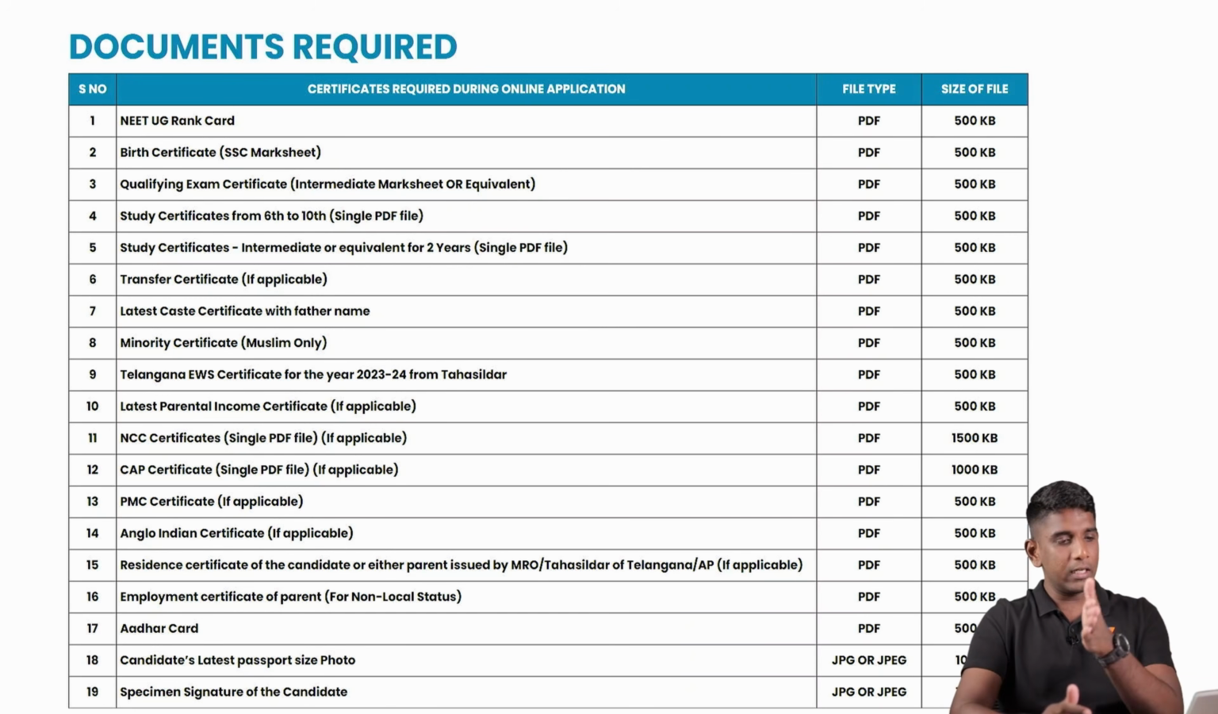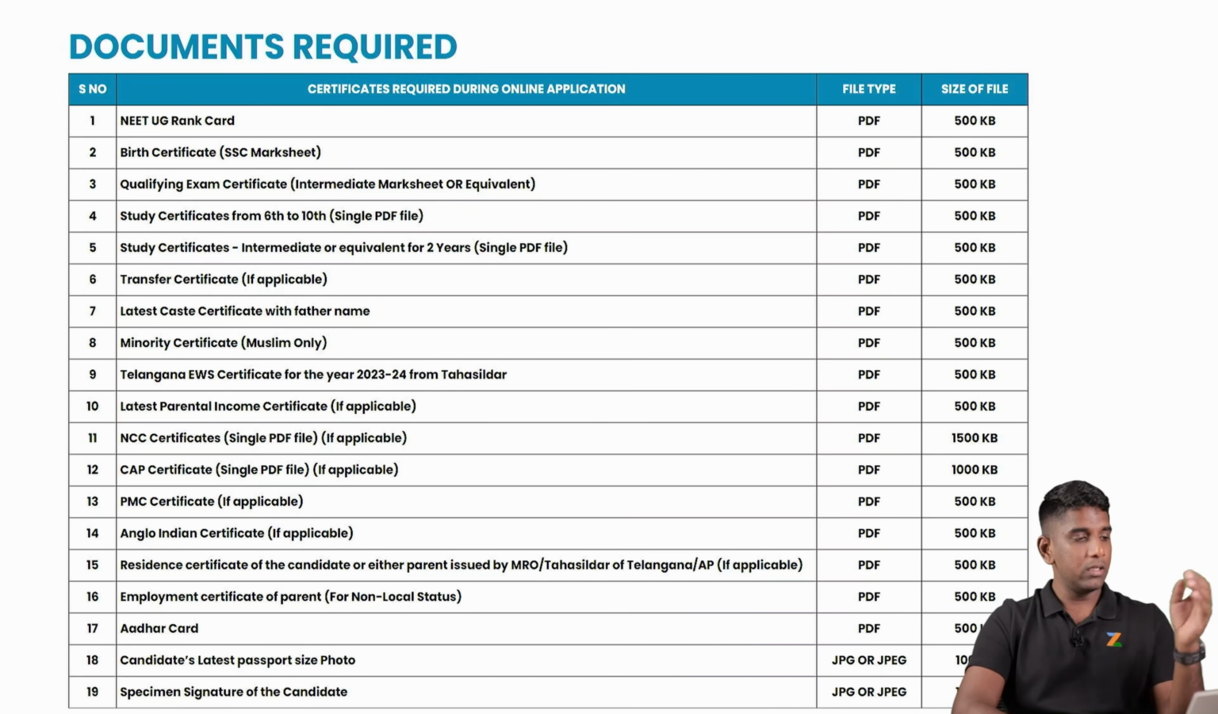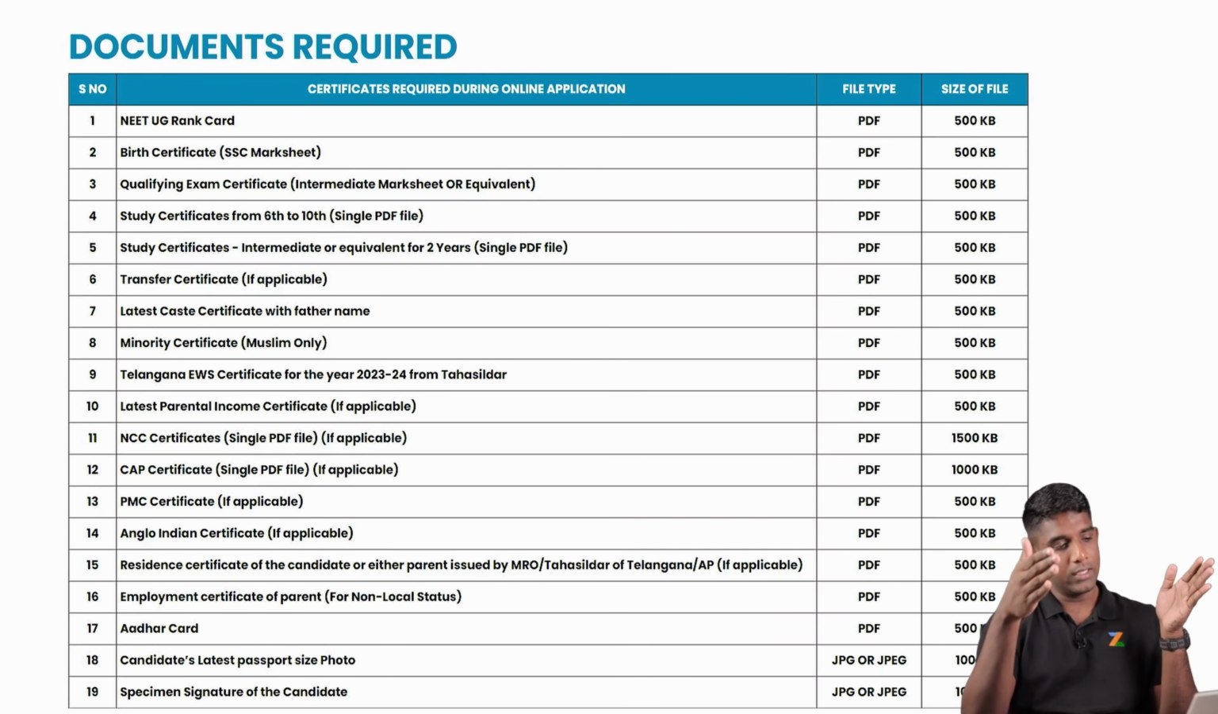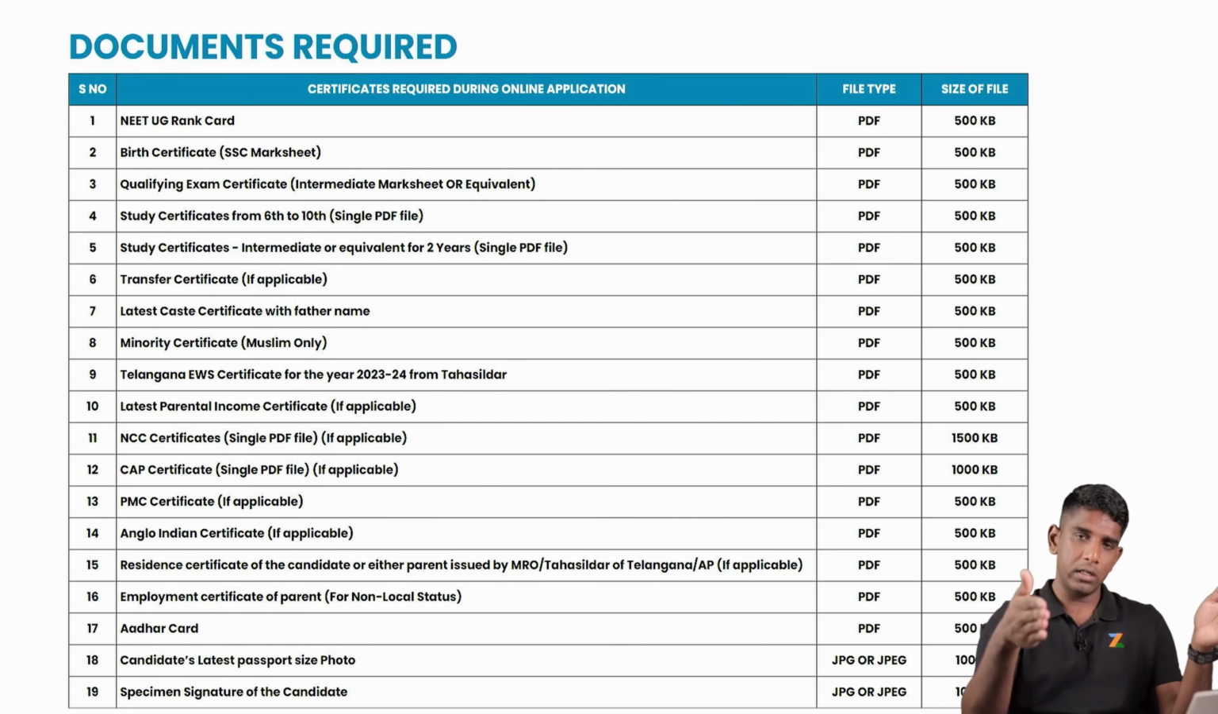Next we look at the documents that are required. In the documents that are required, I have also mentioned the file type and also the size of the file. So these are the documents that need to be uploaded into the application form. And the first is the NEET UG rank card, then birth certificate, qualifying examination certificate, study certificate of 6th standard to 12th standard. So the 6th standard to 12th standard, all your mark sheet, those details have to be compiled into a single PDF file and needs to be uploaded.